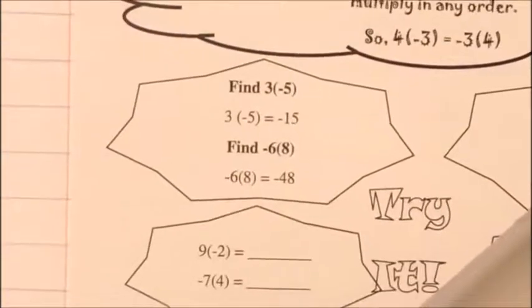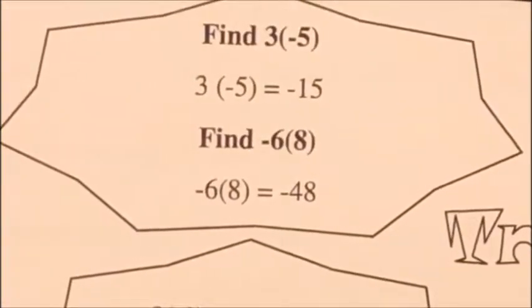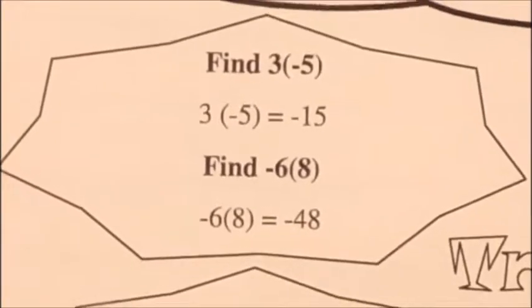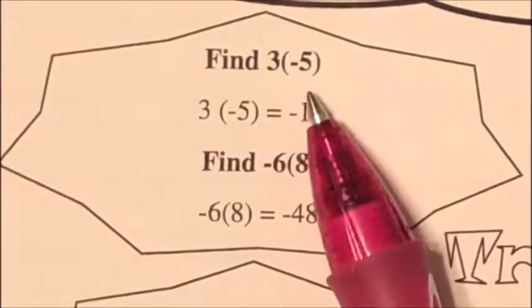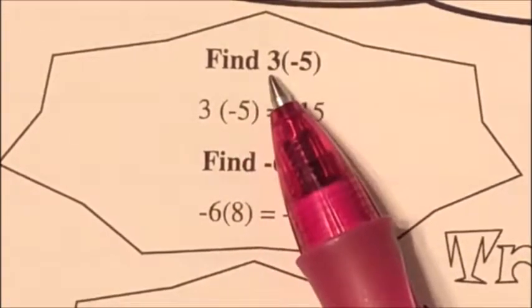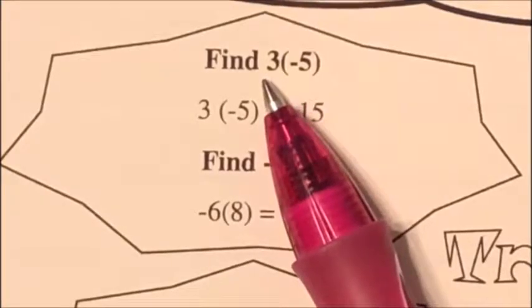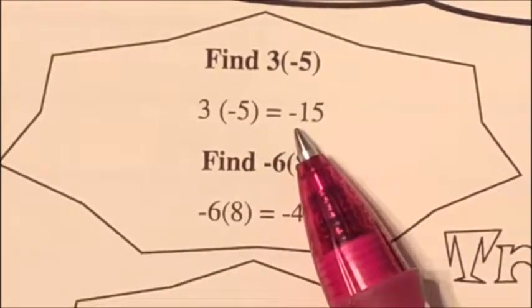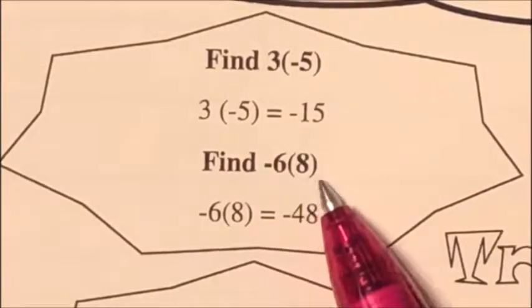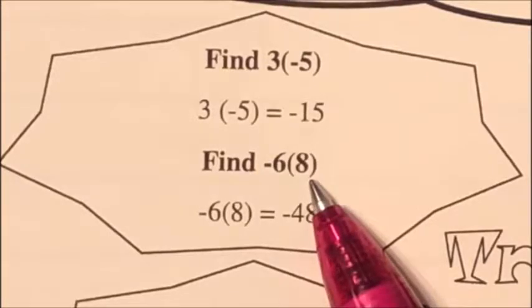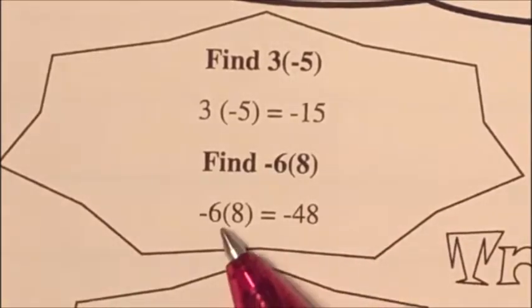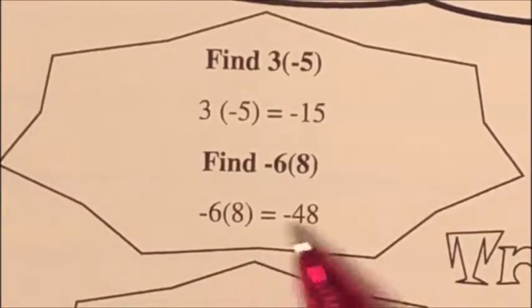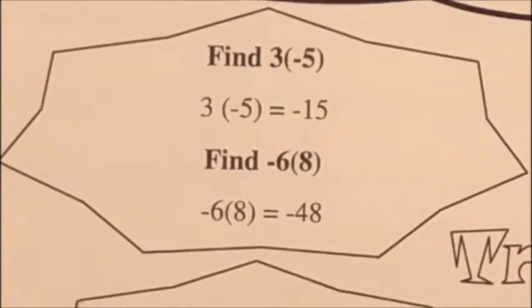The first one I have here is find 3 times negative 5. Well, 3 times negative 5, I have one negative sign and one positive sign. So that tells me my answer is going to be negative. 3 times 5 gives me 15, and it's going to be a negative 15. Negative 6 times positive 8 will give me negative 48, because negative times a positive gives me a negative.